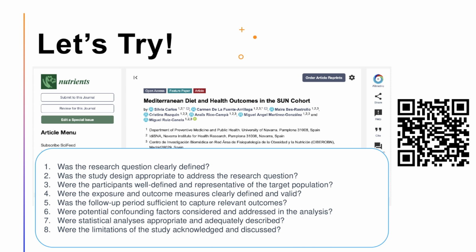Moving on, were potential confounding factors considered and addressed in the analysis? So this study actually adjusted for potential confounding factors such as age, sex, smoking status, physical activity, and other dietary factors in the analysis. Adjusting for confounders helps isolate the specific effect of adherence to the Mediterranean diet on health outcomes.